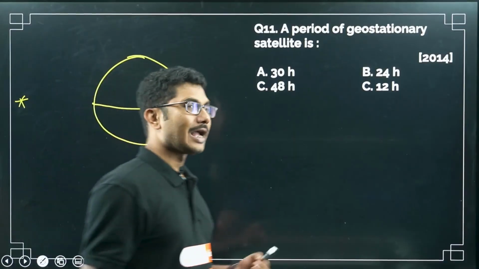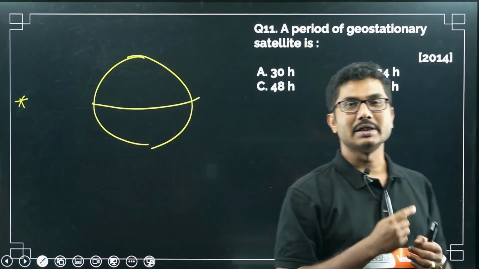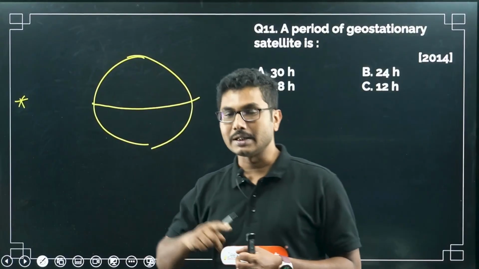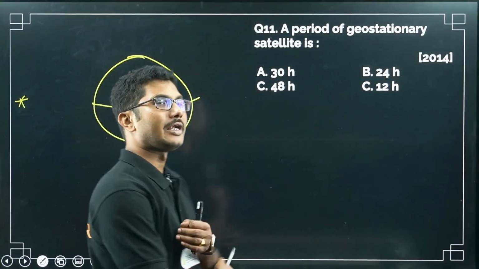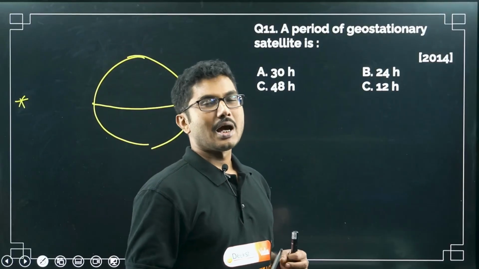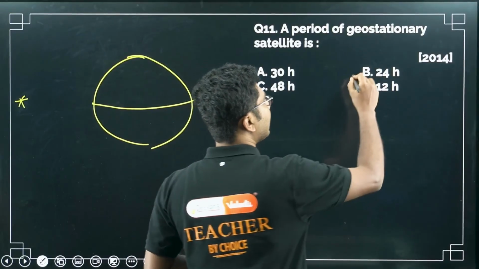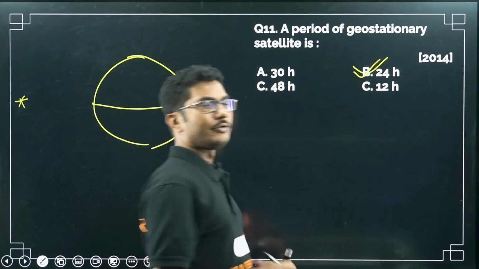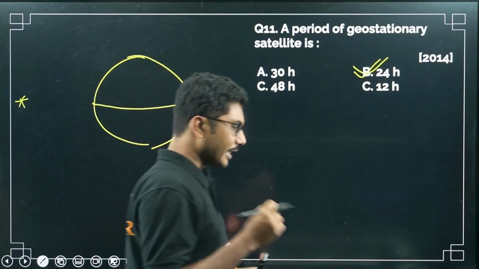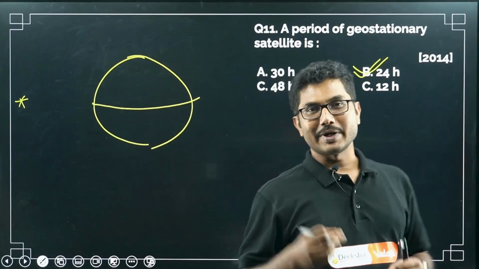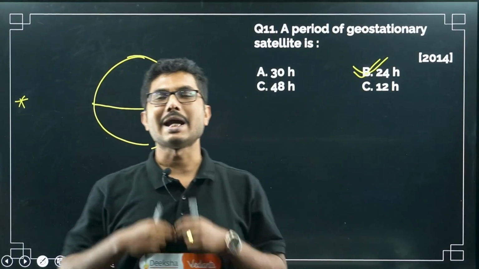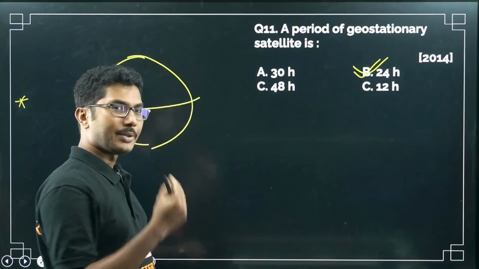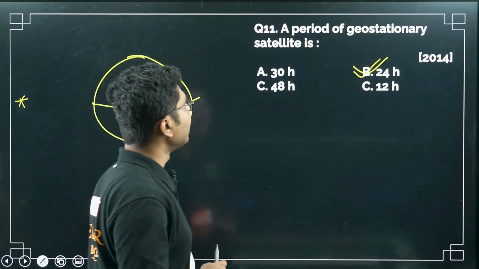So what is the time period of Earth's one single rotation? Earth's single rotation around its axis is 24 hours. So a geostationary satellite will also rotate once in 24 hours. It is rotating with a speed such that whenever we look in the sky, it appears to be static because it is rotating along with us. So its time period is 24 hours.